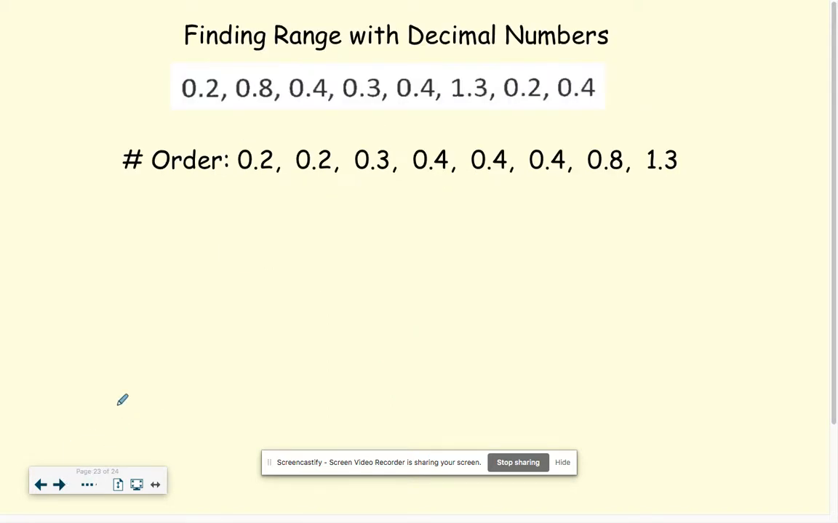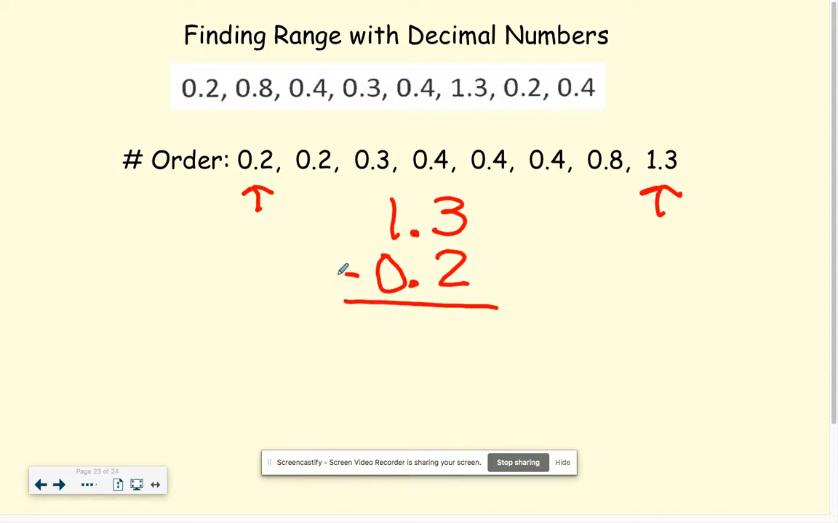Next, I'm going to show you how to find the range of decimal numbers. Again, the very first step is to put them in number order from smallest to largest. Once you do that, you can find your smallest value and your largest value. When you subtract or add decimals, the key thing to do is put them on top of each other with the decimals lined up and each place value lined up. That way you're adding or subtracting within the correct place value.